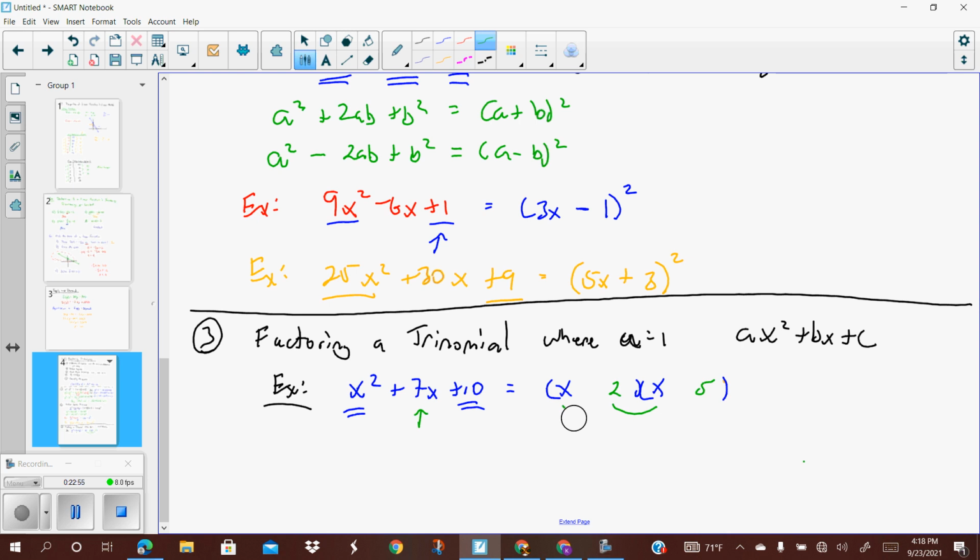So ultimately what you are looking for, and this is probably one of the easier ones to do, when the a value is 1, when the coefficient here is 1, you're just looking for what multiplies to give you the constant, but adds together to give you your x term. That's all you're looking for. So I'm going to have a plus 2 and a plus 5. So x plus 2 and x plus 5 are going to be your factors, because when you check, the 2 plus the 5 are going to give you that middle term of the 7.